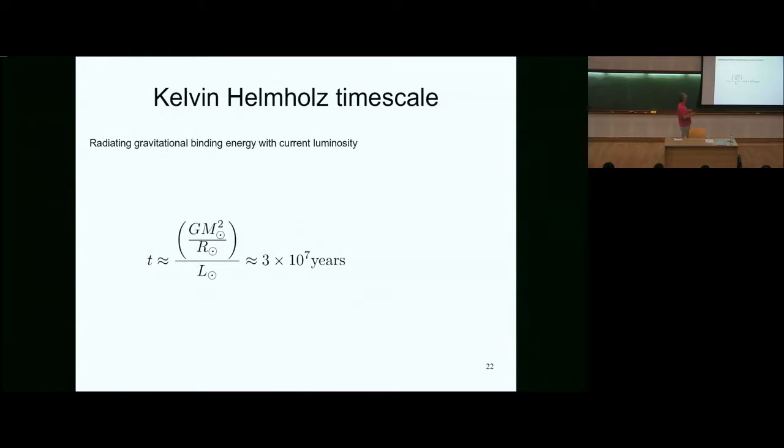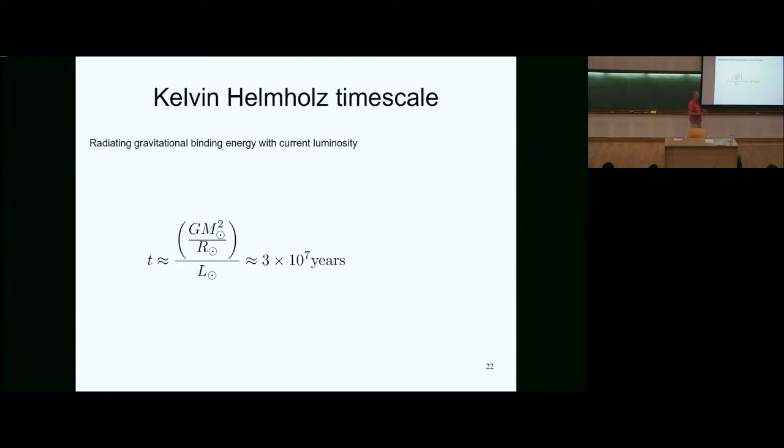And you can easily prove that the thermal energy in the Sun is practically equal to its gravitational energy. So this is also the time scale for radiating away the thermal energy by the Sun.